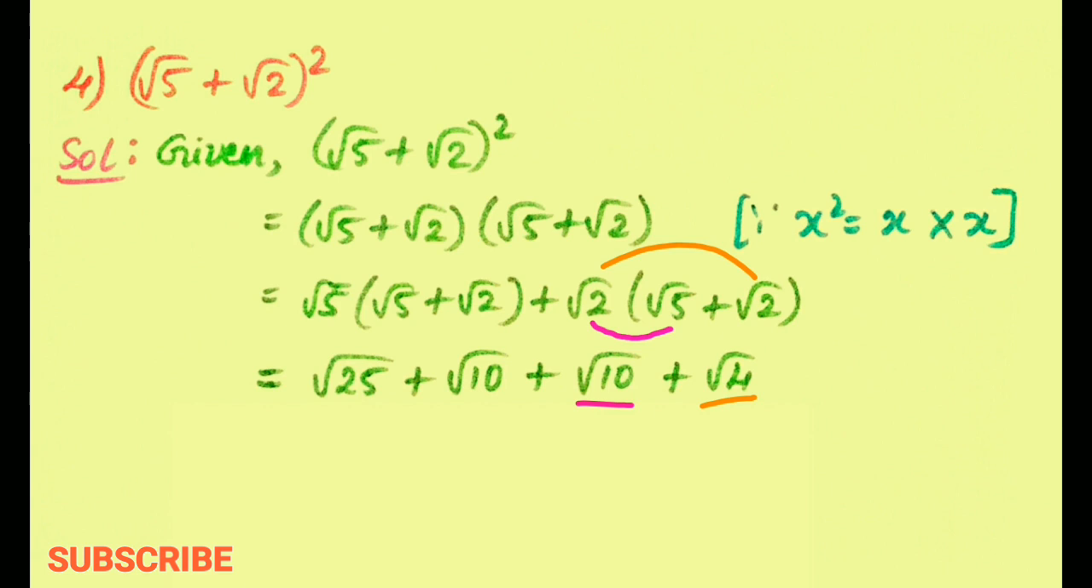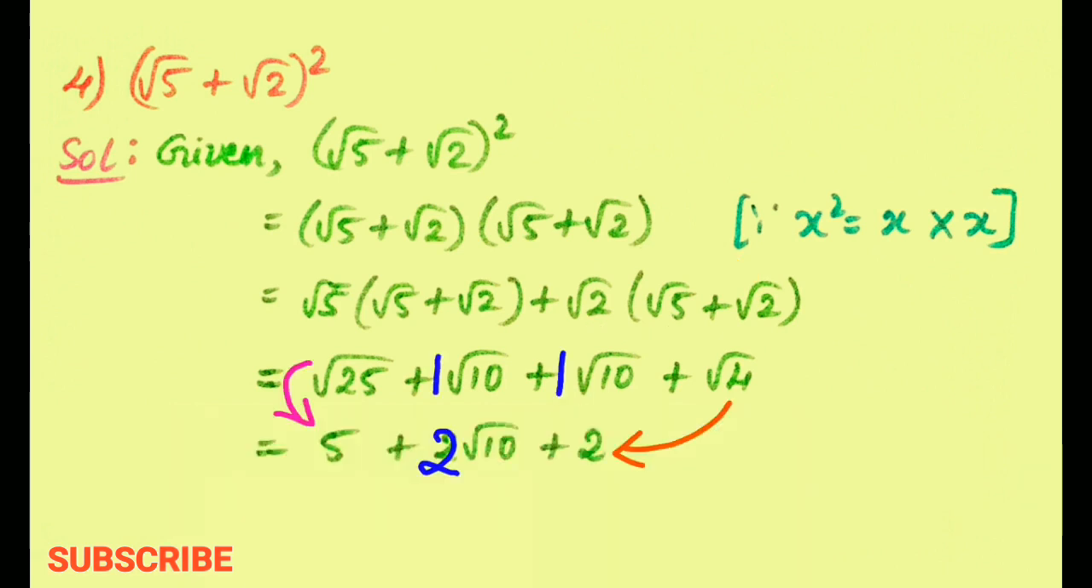Root 25 value is 5. Root 10 and root 10 are like terms, so we have to add them now. So we get 2 root 10, and root 4 value is 2. So we get 5 plus 2 root 10 plus 2. In the next step we have to add 5 and 2. So 7 plus 2 root 10.